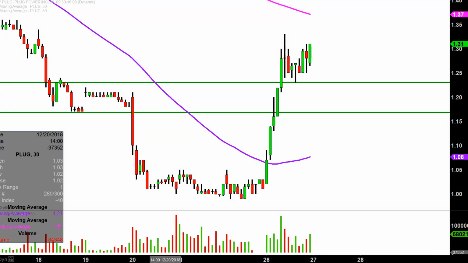All in all, though, any way you look at the chart, very, very powerful move today. Now it's just a question of can the bulls build upon this momentum going forward? We will see.